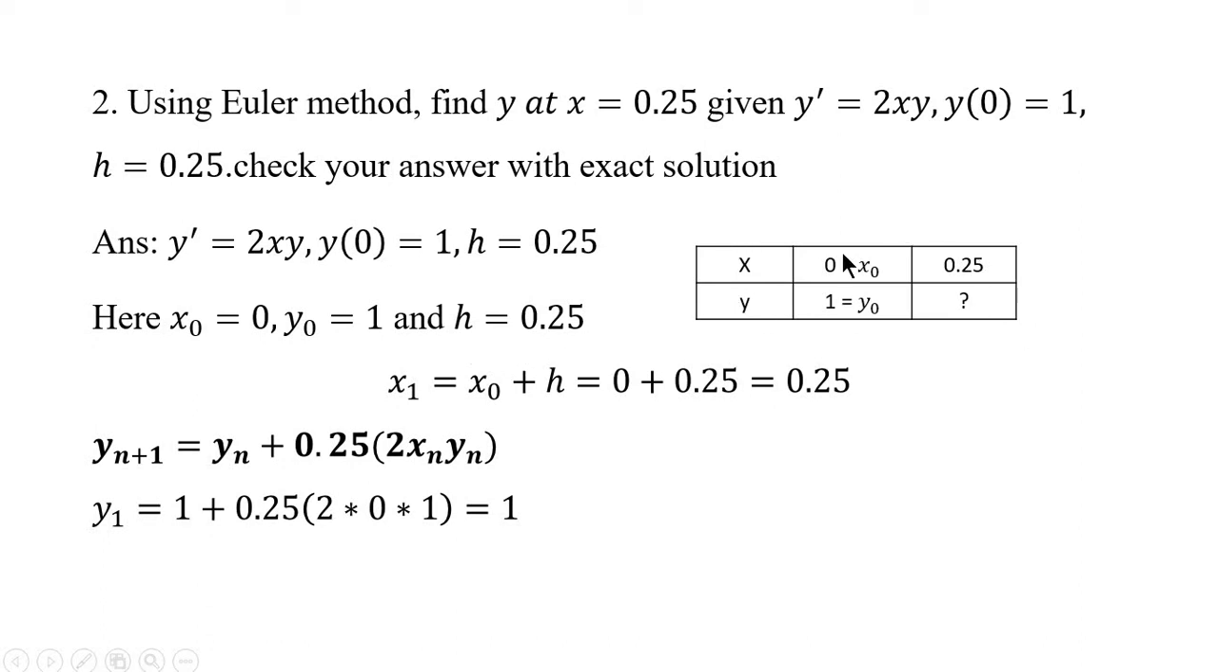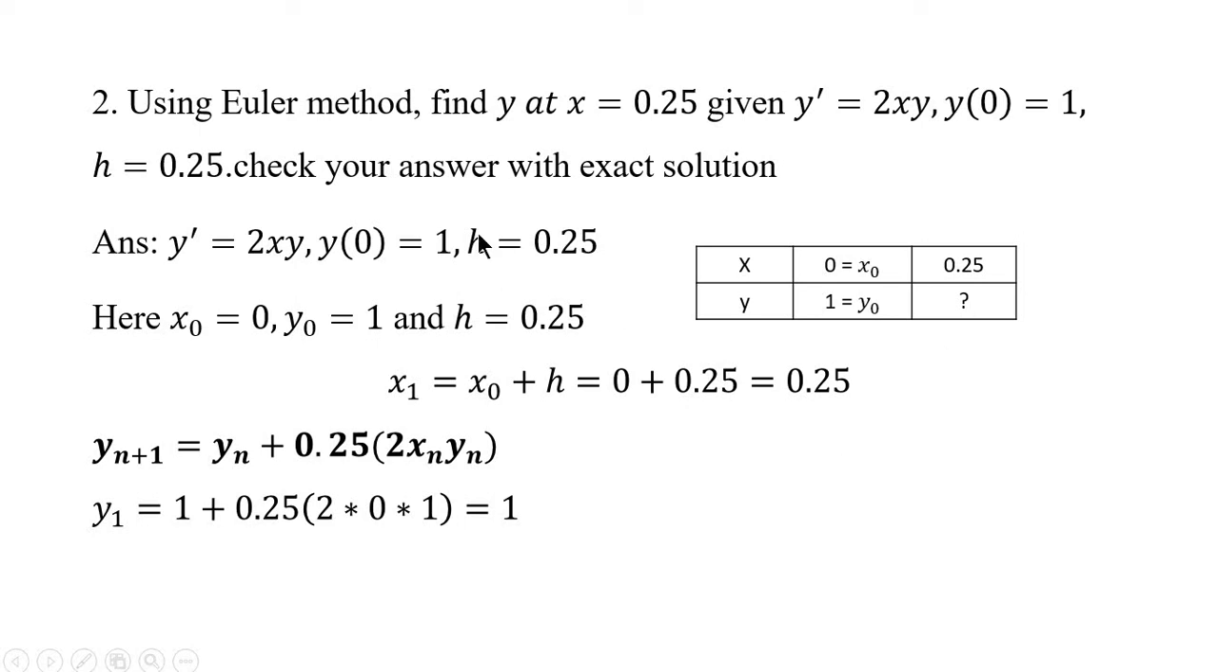I'm going to construct the table starting with x naught, y naught, and h is 0.25, and this is the value of x where we have to find out the value of y. So within one step we are going to find out the value of y. Use the iterative formula for the Euler method. Substituting x naught and y naught, we get y1, which is 1. So corresponding to 0.25, the value of y is 1.